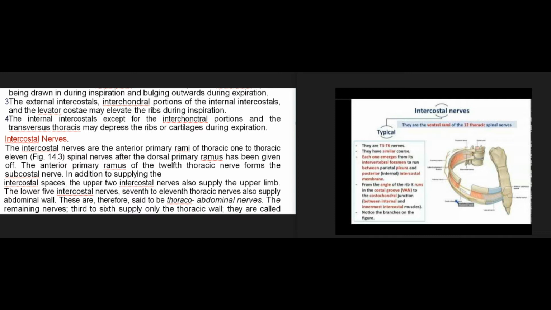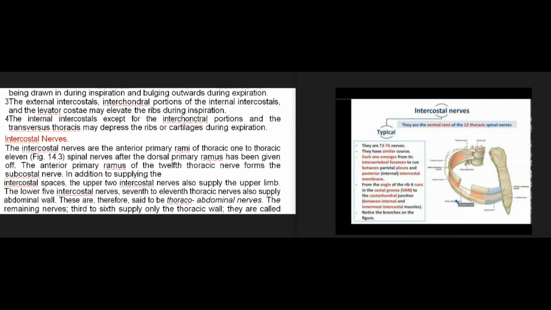Intercostal nerves. The intercostal nerves are the anterior primary rami of thoracic 1 to thoracic 11 spinal nerves, Fig 14.3, after the dorsal primary ramus has been given off. The anterior primary ramus of the 12th thoracic nerve forms the subcostal nerve.